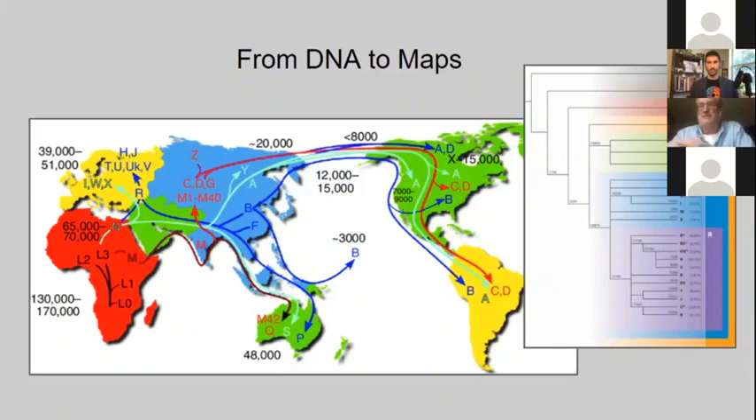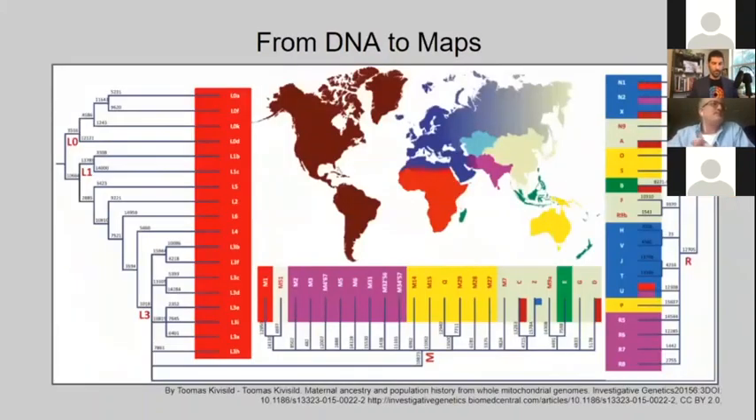I jumped a lot in between the last slide and this one, but this explains how we turn DNA into maps. We understand how it mutates. We understand migration, how you move from one place to another, and infer movement based on these mutations that make the tree. And this is a comprehensive way to see both, right?